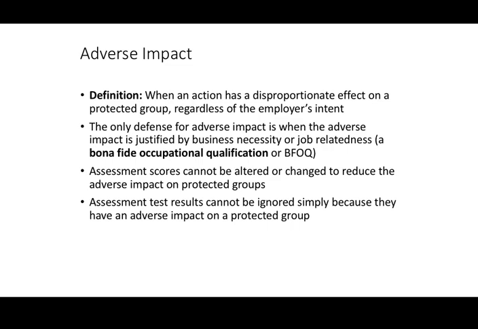Assessment scores can't be altered or changed to reduce the impact on the protected groups. So you can't say, well, we have it validated, but we'll lower the score just to fix the problem. If your valid score says they need to have a 7 out of 10 in order to get the job, you don't want to say, well, we'll make it a 6 so that we can make sure more women and minorities can get in the group. You can only change that if you find that the 7 is an unreasonable level of expectation.